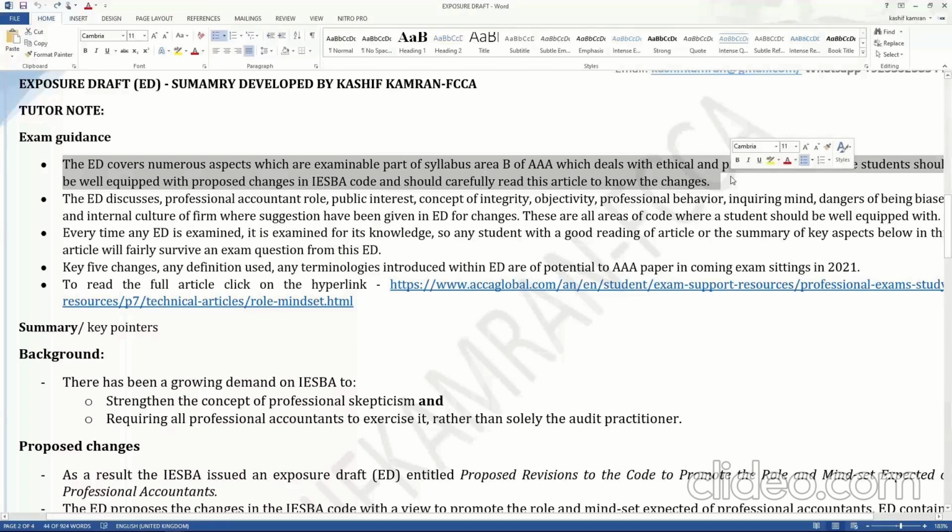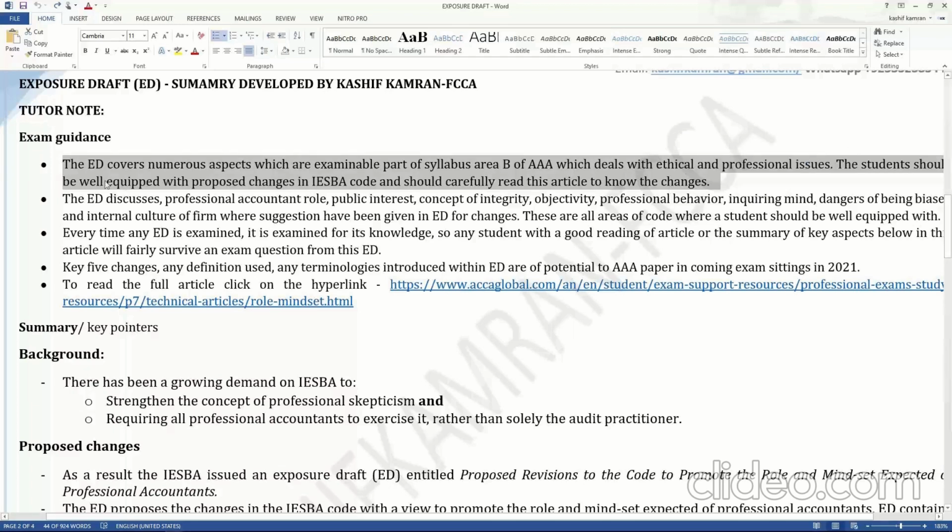Right? So in terms of the placement of the question, it's too early to say. The examiner can put a question on this exposure draft anywhere in section A or section B. We know syllabus area B is a flexible syllabus area, and being flexible, it can come in question number 1, 2, or 3, anywhere. The bottom line is we should be prepared about the summary of this exposure draft, wherever it gets tested in the exam paper. But in terms of the syllabus area, this is syllabus area B.